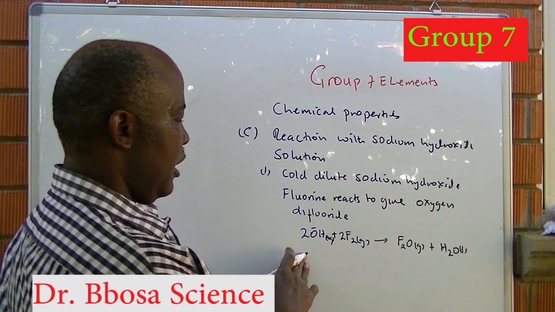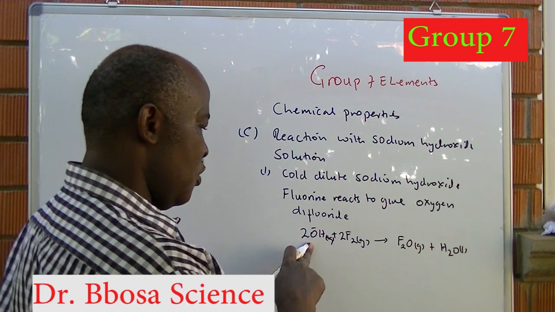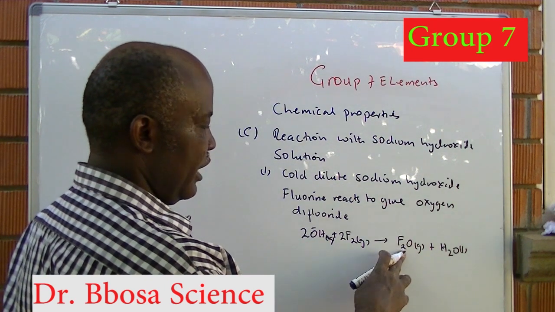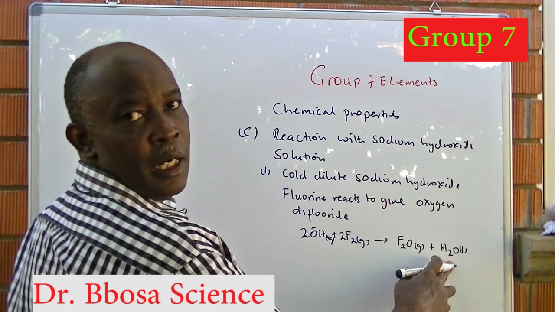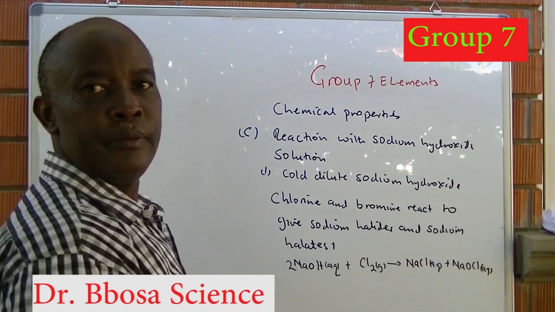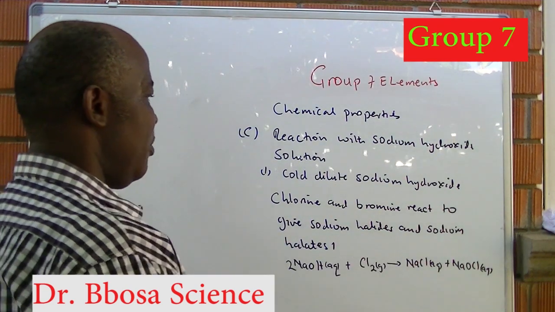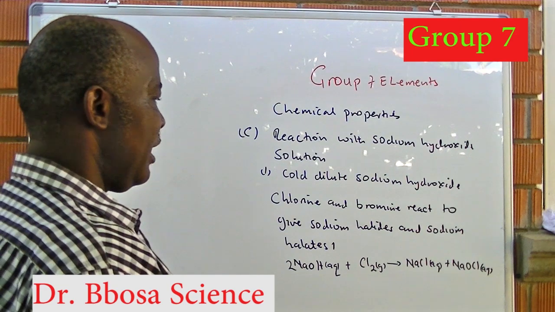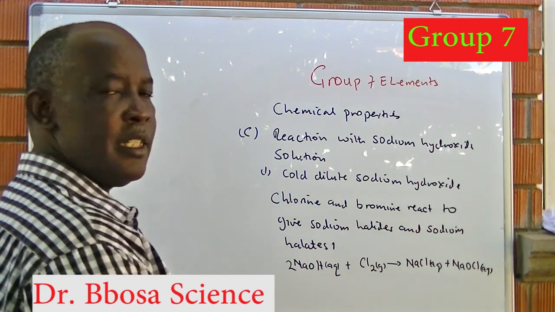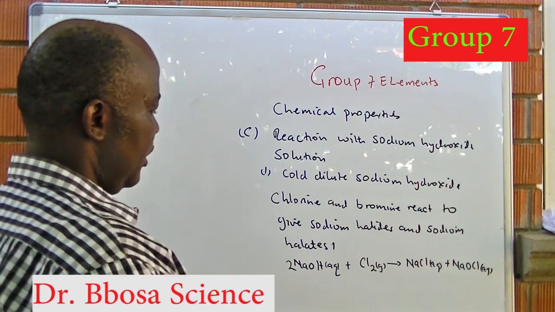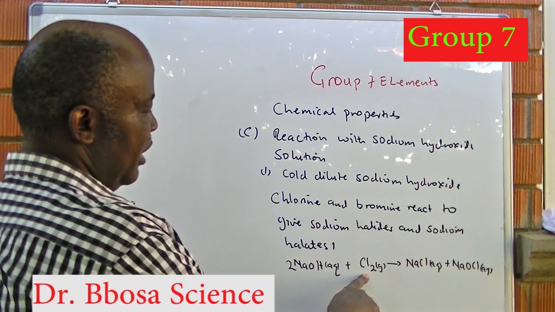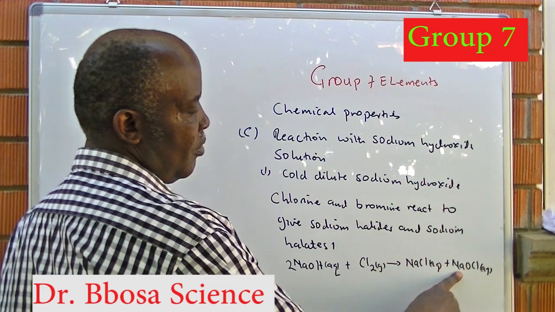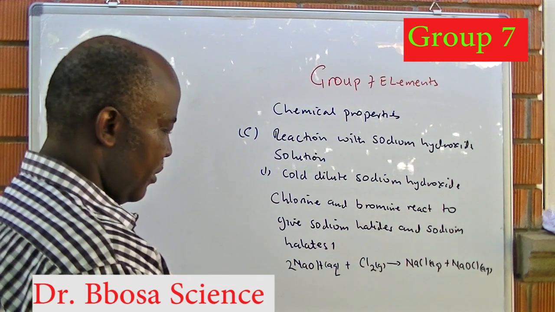Fluorine reacts with dilute sodium hydroxide to give oxygen difluoride and water. Chlorine and bromine react to give sodium halides and sodium halates(I). Sodium hydroxide plus chlorine gives sodium chloride and sodium chlorate(I).